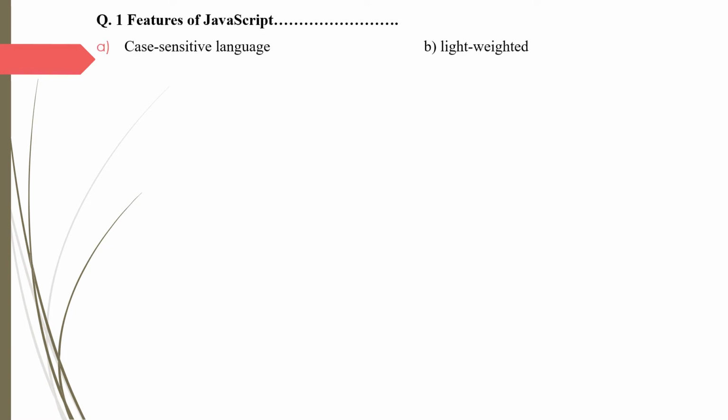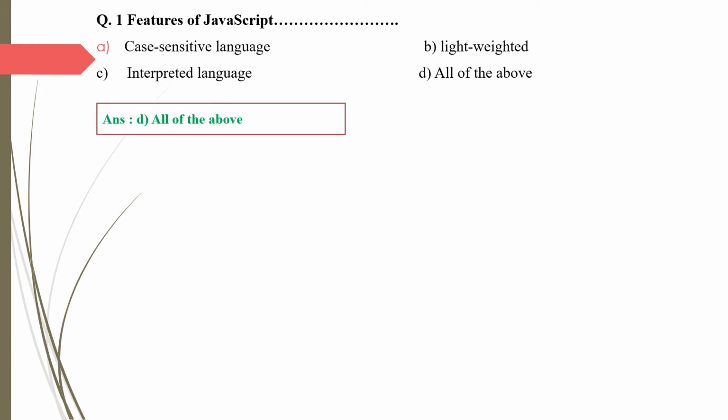Next we have some MCQs. First question is: features of JavaScript. Options are case sensitive language, lightweight, third option is interpreted language, and last option is all of this. So these are all features of JavaScript. So the answer of this question is all of this.